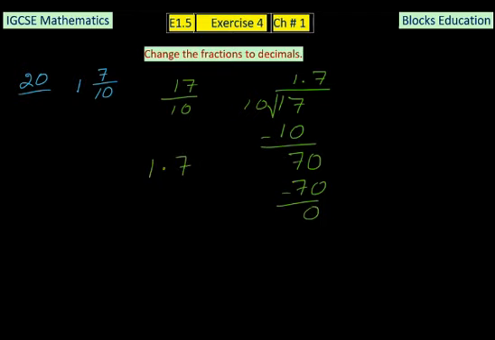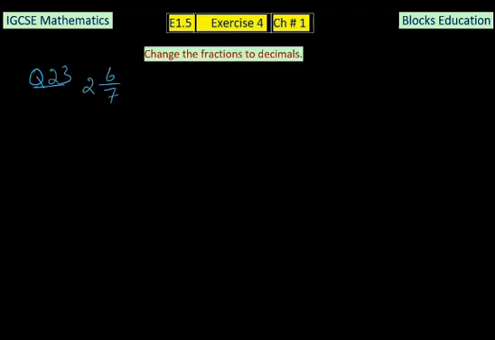1.7. In question number 23, we are given 2 and 6 over 7. So write it down in fraction form. 7 twos are 14. 14 plus 6 is 20. So we can write it as 20 over 7.